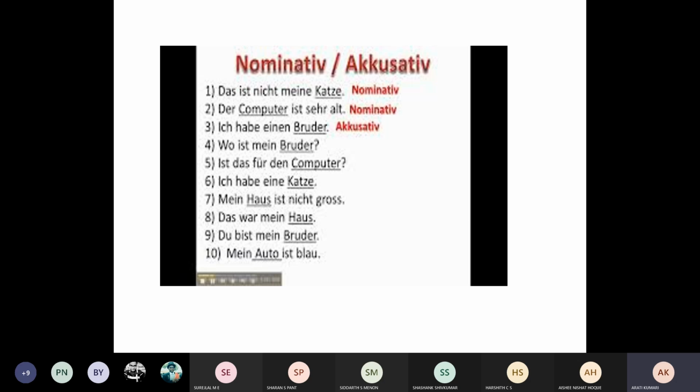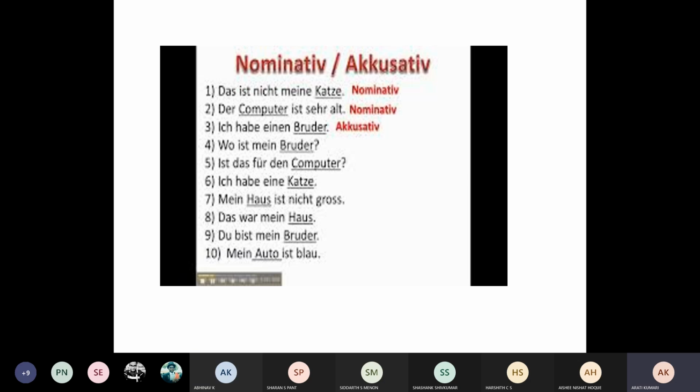Okay. Abhinav K., can you read the next one? Das war mein Haus. My house. Yeah. So was, is his house nominative or accusative? Is it nominative, ma'am? Yes, it is nominative. But how did it become nominative? It's because of the verb, no? Sein verb is used, but in the past tense. Do you remember we have done the past tense of sein verb? How does it work?